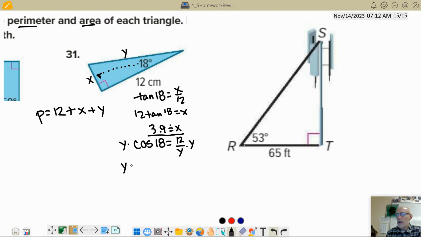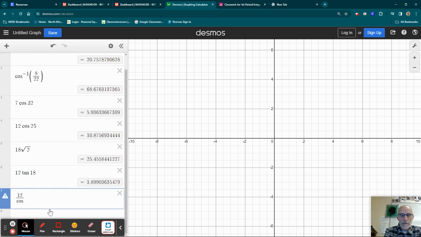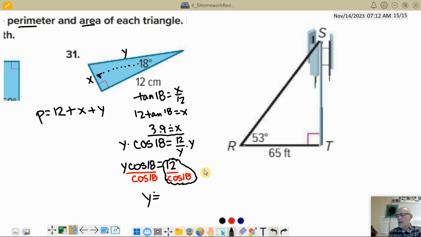And so we get y times the cosine of 18 is equal to 12. Then we've got to divide by the cosine of 18. Since cosine of 18 is just a number on our calculator, we're just dividing by some number that the calculator knows, right? And that's what I'm going to stick into Desmos, 12 divided by the cosine of 18. And that's going to be my y value. So y is approximately 12 divided by cosine 18. That comes out to be 12.6, if I didn't mess anything up.